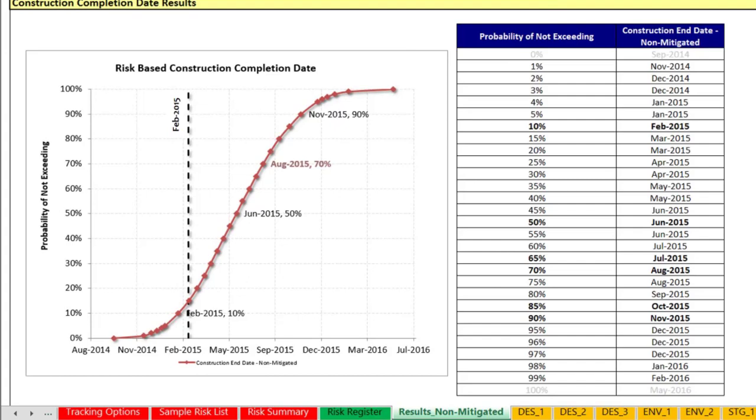The model also outputs a similar curve for the schedule. And in this case, again, the estimated construction completion was originally February of 2015, and based on the 70th percentile, it would be more likely to be August 2015.